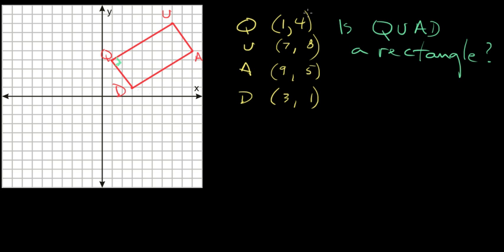Well, if it's a parallelogram, that means opposite sides, QU and DA are parallel. So we want to find out if QU and DA are parallel. So let's find the slope. If the slopes are the same, then they're parallel. So QU, what's the slope of QU? 8 minus 4 is 4 over 7 minus 1 is 6. That's 2/3. That's the slope of QU.